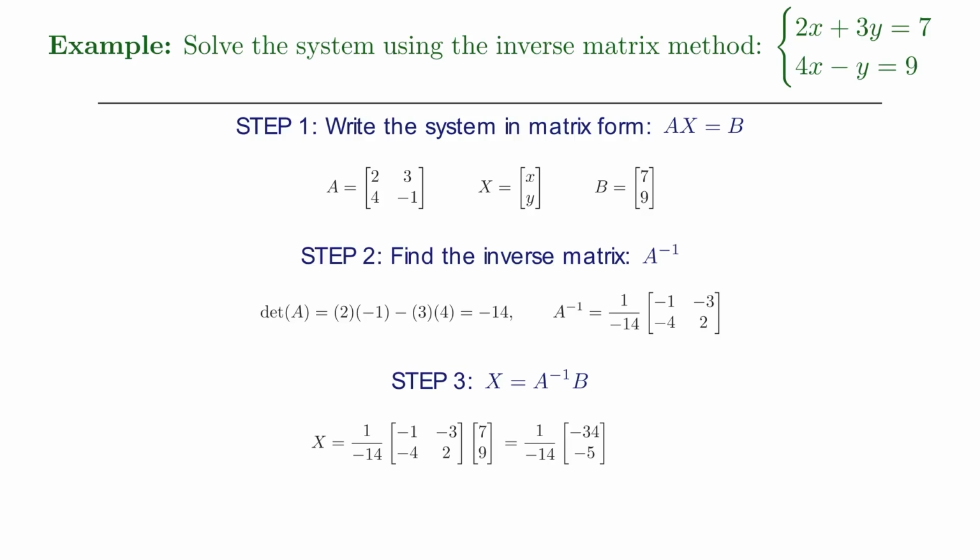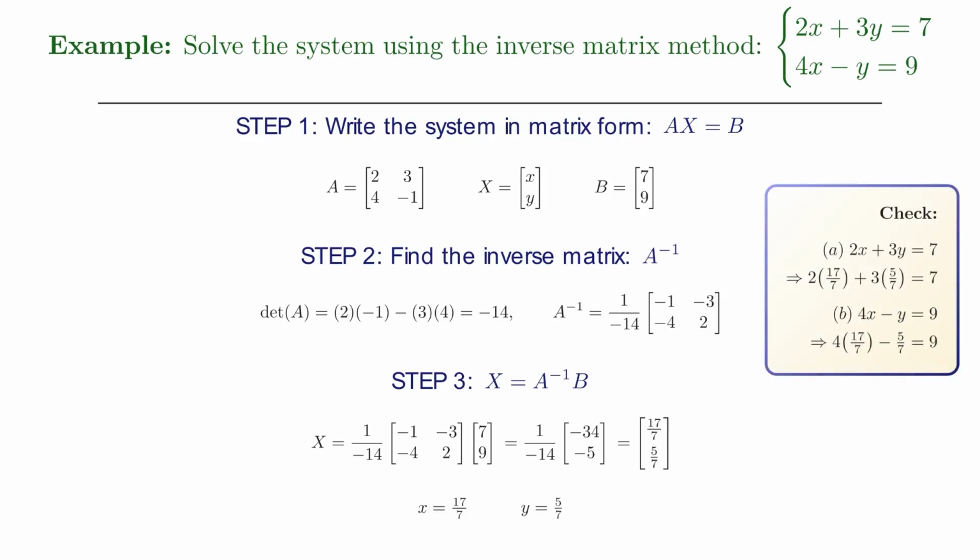Doing the scalar multiplication with the 1 over minus 14, this is equal to 17 over 7 and 5 over 7. So we said in the matrix X, the first entry is x, and the second entry is y. Therefore, we can read off the solution that x is equal to 17 over 7 and y is equal to 5 over 7.